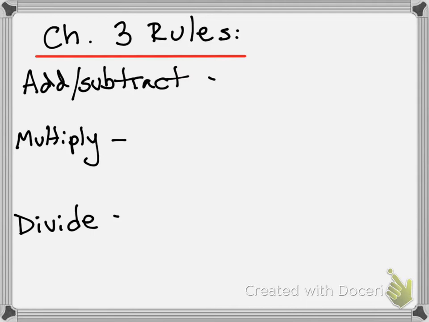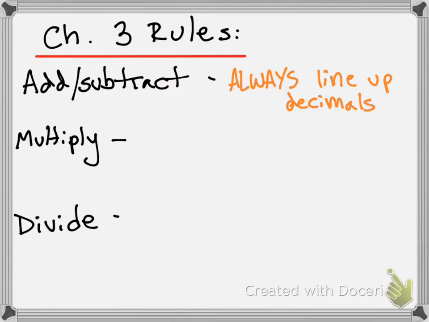So who would like to raise their hand and tell me the first rule, the only rule when we add and subtract decimals? Lila, what do you think the first rule is? Let's see, Dolan, what do you think? The rule when you're adding and subtracting is you have to always line up the decimals. Yes, always line up decimals. So when we add or subtract, we always line up the decimals.